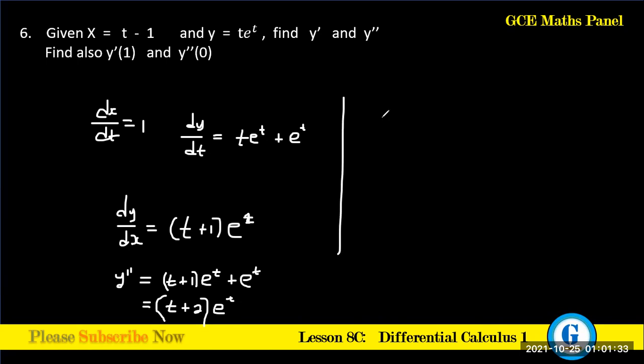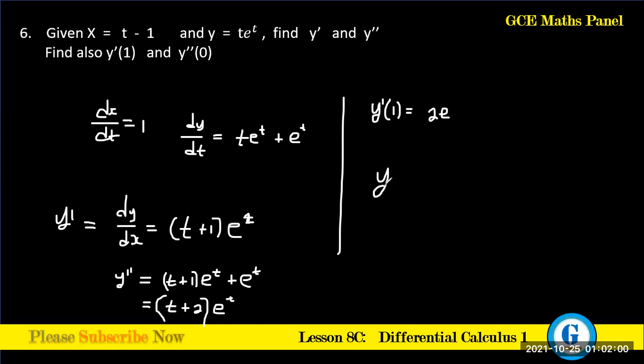Now we have to look for y prime of 1. So y prime of 1 will be equal to, this is our y prime now. This y prime is dy/dx. So when t is equal to 1, what are we going to have? We'll have 1 plus 1, 2e, because this is the power 1.